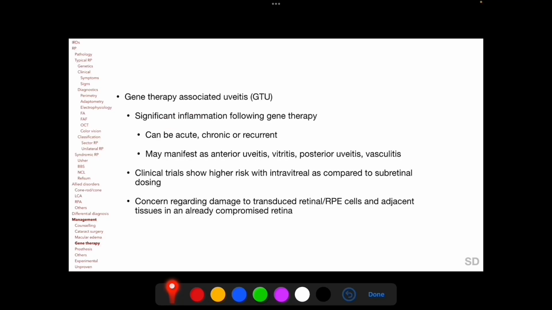Significant inflammation can occur following gene therapy, and this may manifest as anterior uveitis, vitritis, or posterior uveitis, and there is significant concern regarding the potential of this inflammatory entity causing damage to the transduced retinal pigment epithelial or RPE cells, in case of Luxturna, as well as the adjacent tissues in an already compromised retina.